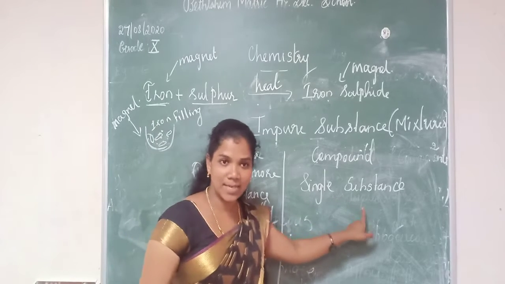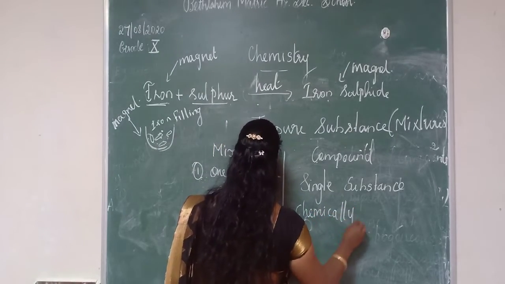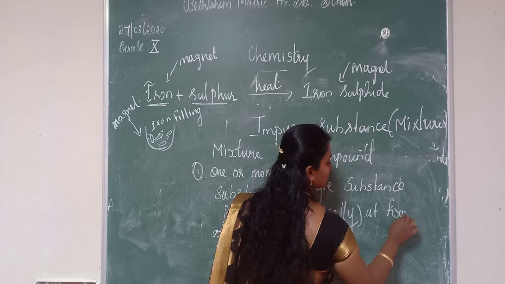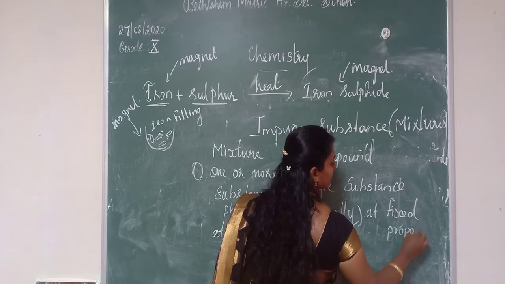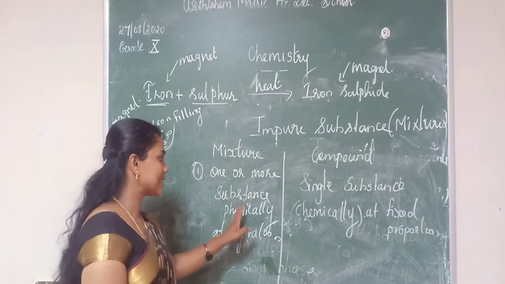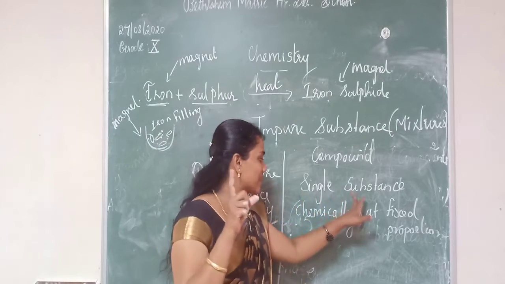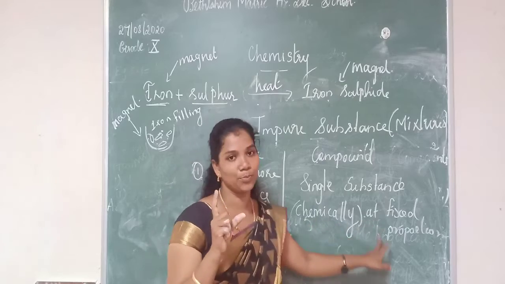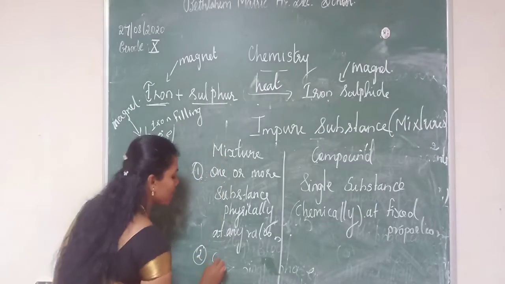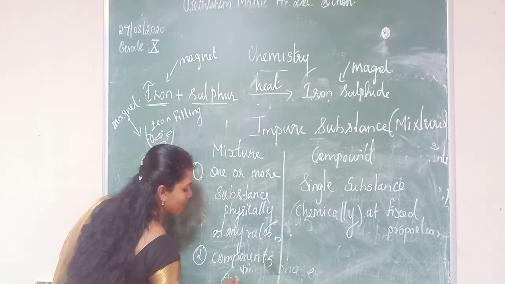A compound contains a single substance that is formed chemically at a fixed proportion. A mixture means one or more substances that are physically combined at any ratio. But a compound is made up of a single substance, and the elements are combined chemically at a fixed proportion. The next point: in a mixture, all the components present have their own properties.